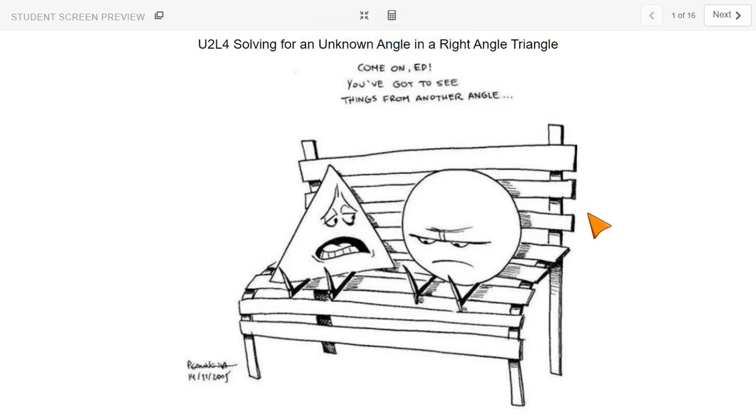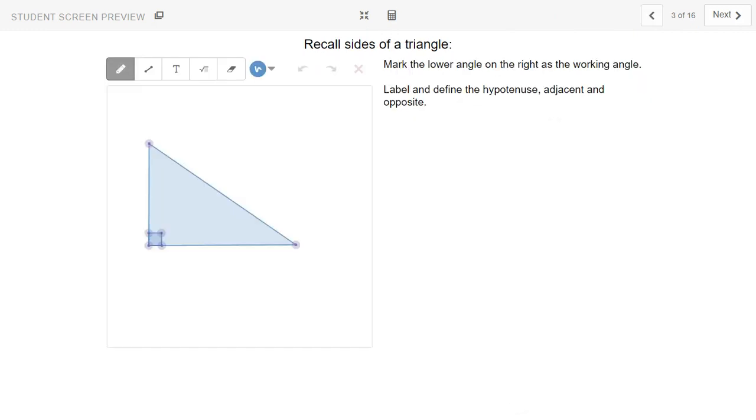Solving for an unknown angle in a right angle triangle. Just a quick recall. If we had angle B here as our working angle, we are going to label the hypotenuse, adjacent, and opposite based on our working angle.